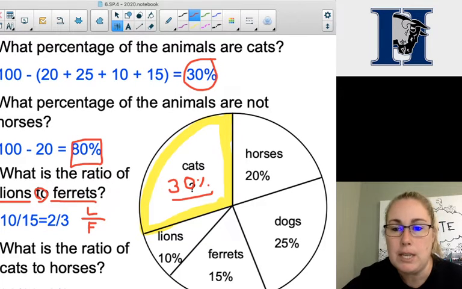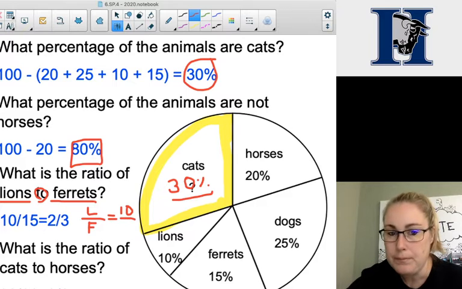That reminds me that every time I use a number that represents lions, it's going to go on the top as the numerator. And every time I use a number that represents ferrets, it's going to go on the bottom as a denominator. So in this example, lions, if I go to my circle graph, out of 100 animals, 10 would be lions. So 10 is going to go on the top.